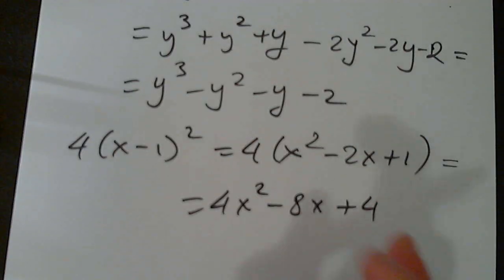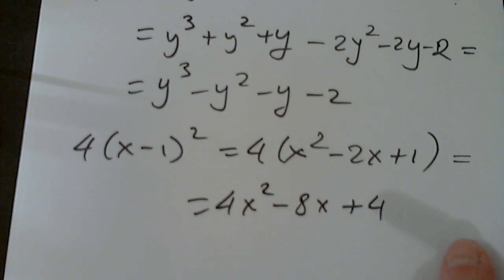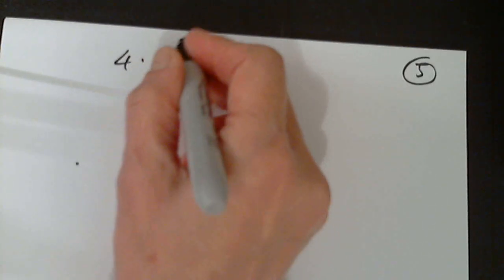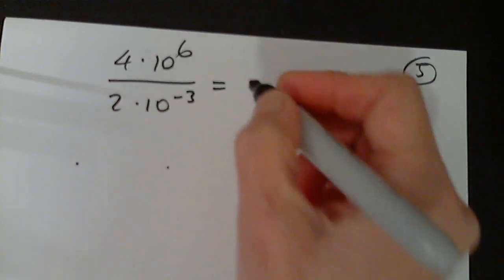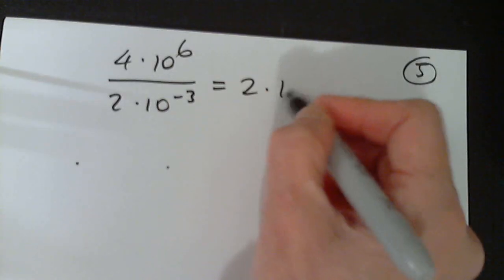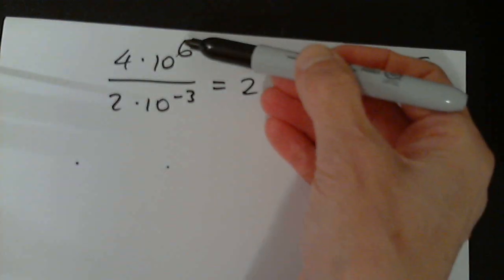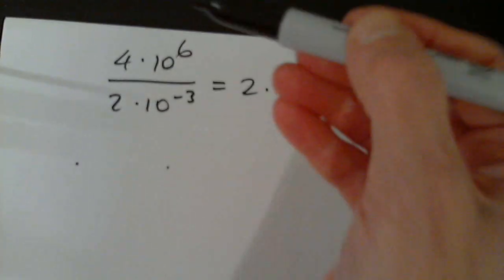Okay, we already did that scientific notation. There is another one, which is 4 times x to the 6th over 2 times 10 to the negative 3. 4 divided by 2 is 2. Copy the base, subtract the exponents, and that's the rule. 6 minus negative 3.